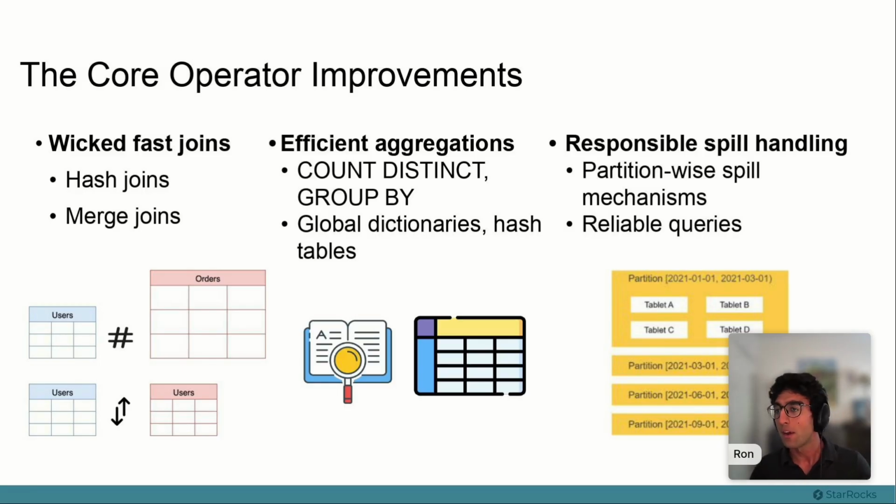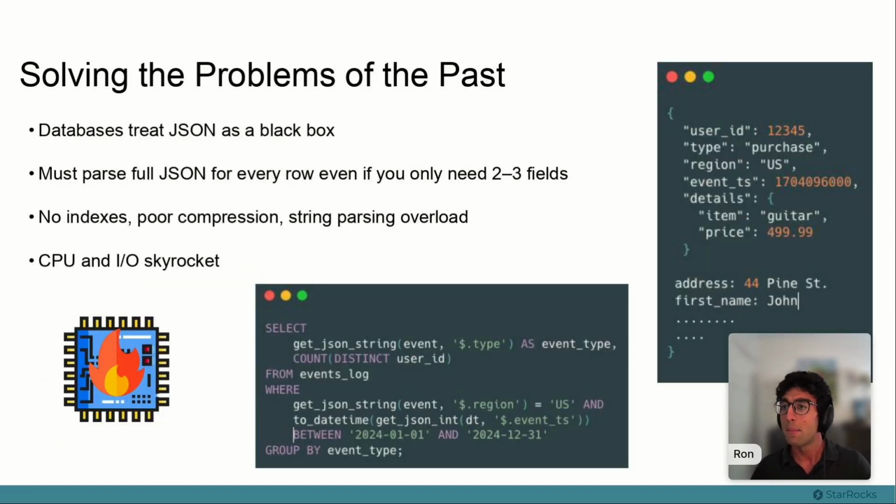So now I spoke about the performance. We've had a great performance increase year over year. I want to talk a little bit about JSON now, going on to our next feature.